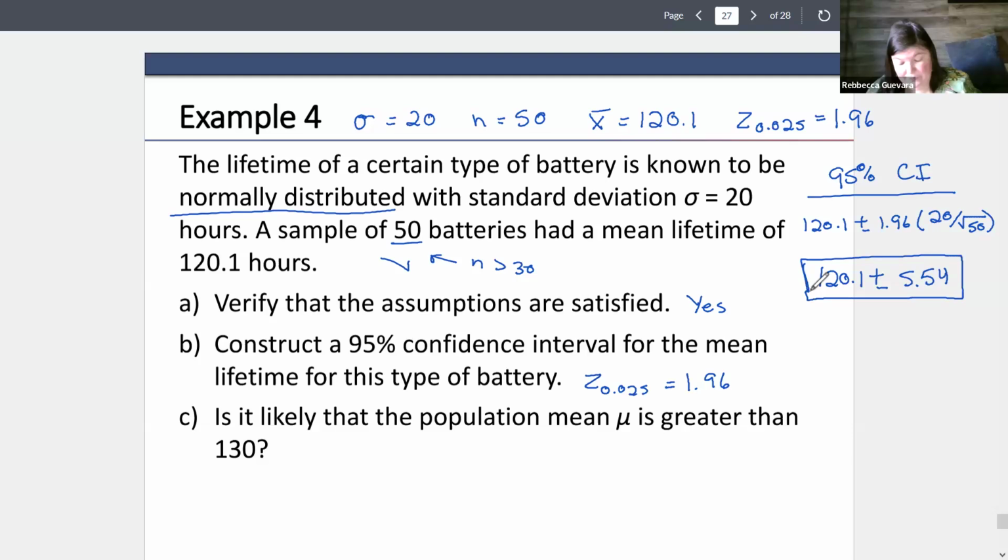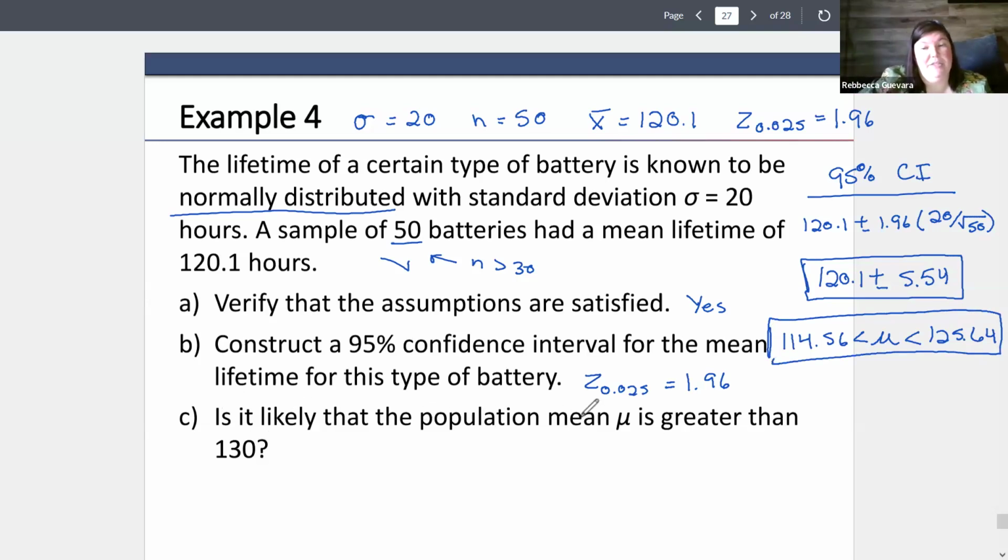That's one way to write it. Or I take my 120.1 and I subtract my margin of error, which means I'm going to have a range of 114.56, and then that's less than my population mean, or I assume. And the other side of that population mean, the highest we expect it to go is 125.64. So those are my confidence intervals.